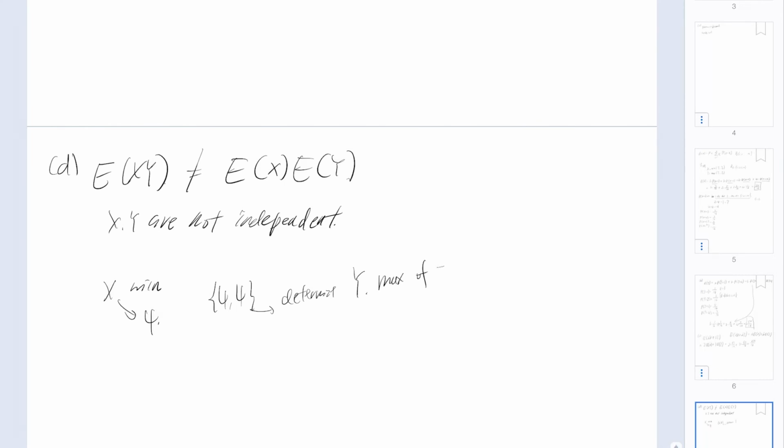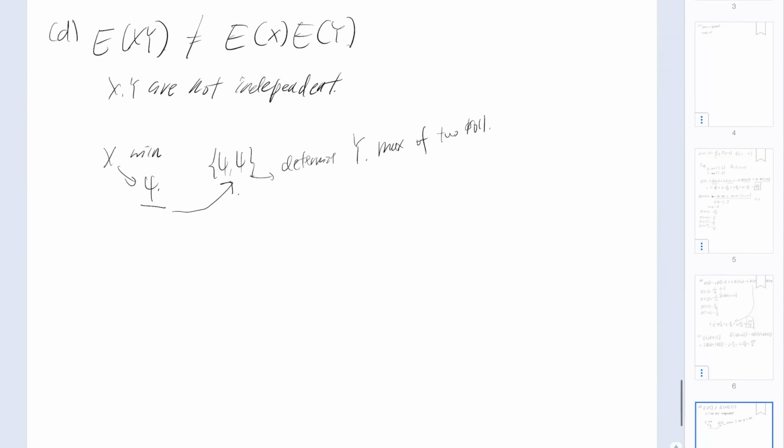Y is the maximum of 2 rolls. So if we know that x equals 4, we know there's only one possible outcome, and we also know the value of y. So that means knowing a certain value of x can lead to the result of y directly. So that means x and y are not independent.